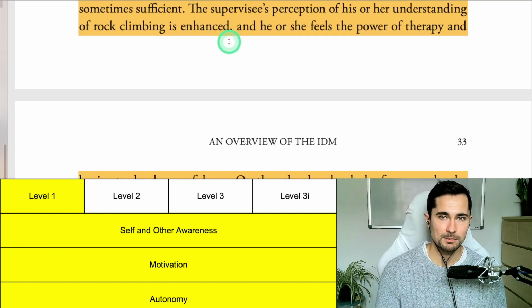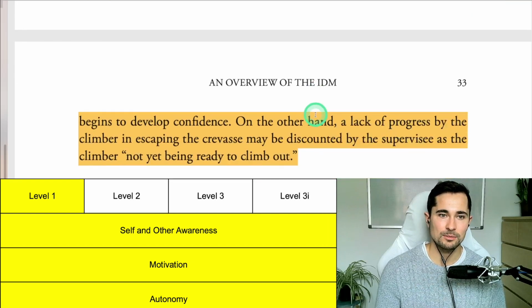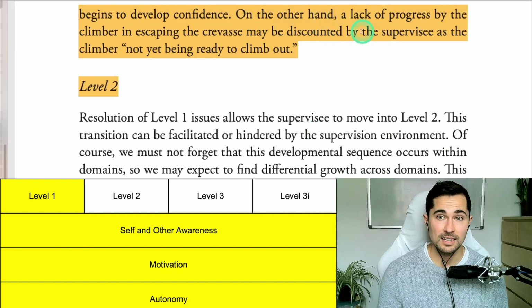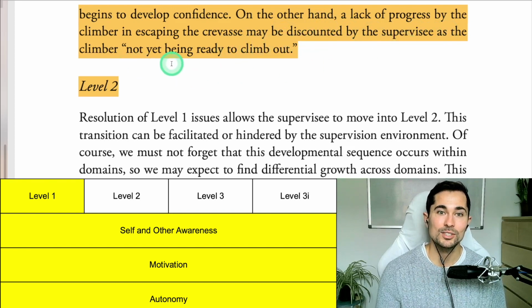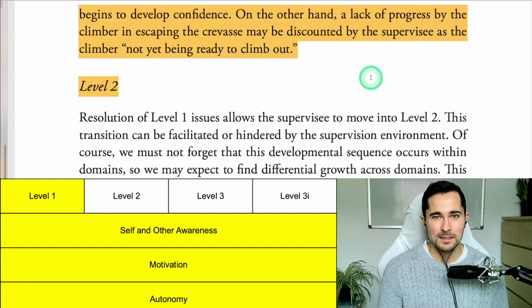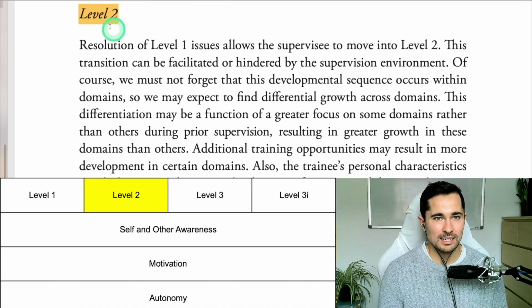The supervisee's perception of his or her understanding of rock climbing is enhanced, and he or she feels the power of therapy and begins to develop confidence. On the other hand, a lack of progress by the climber in escaping the crevasse may be discounted by the supervisee as the climber not yet being ready to climb out. So that was level 1. Let's look then at level 2.